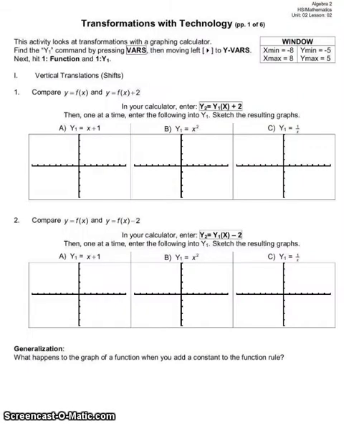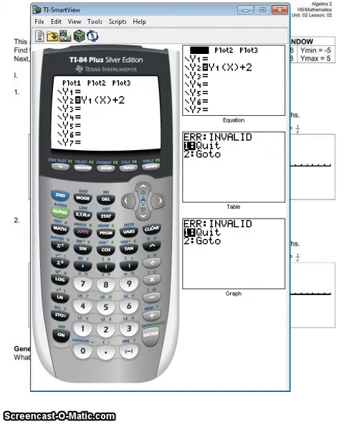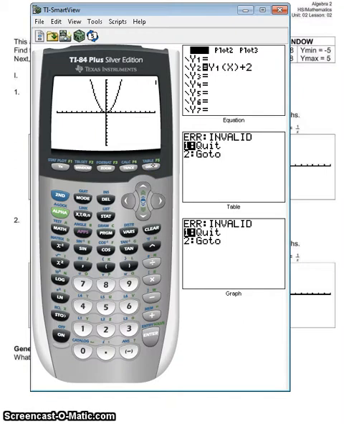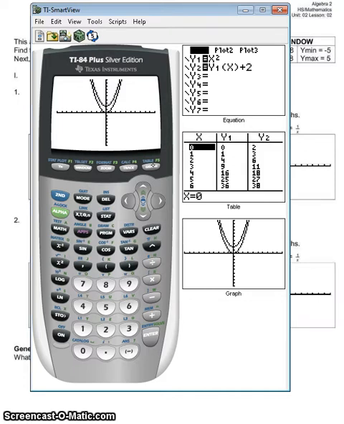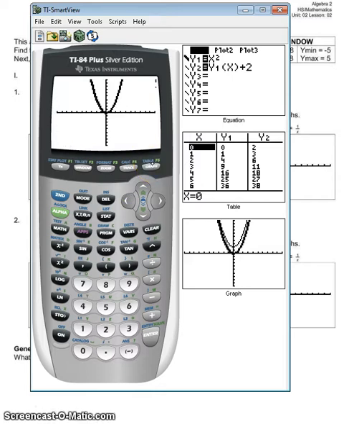Okay, for B, it says Y1 is equal to x squared. So here I'm going to go back to Y equals, and I'm going to clear out my Y1, and I'm going to type in x squared. Again, keeping my Y2 the exact same, I'm going to hit graph. And again, I want you to sketch the graphs below. And if you wanted to bold Y1 so that you could tell which graph was which, I scroll over to the left, I hit enter, and when I hit graph again, it's going to bold what was in Y1.